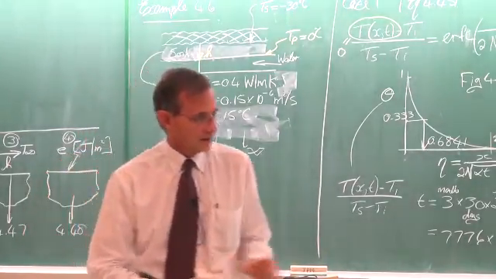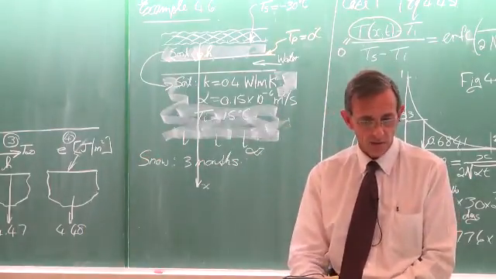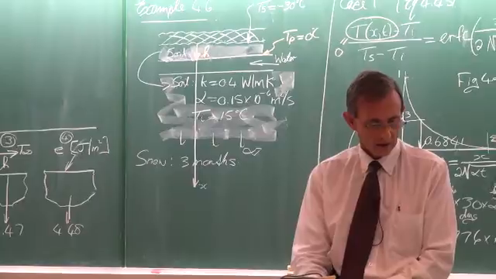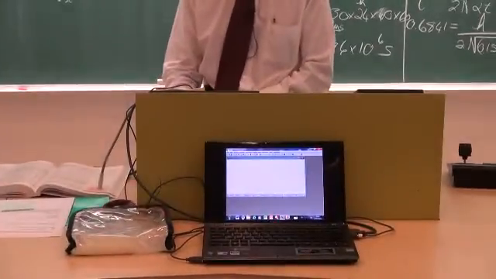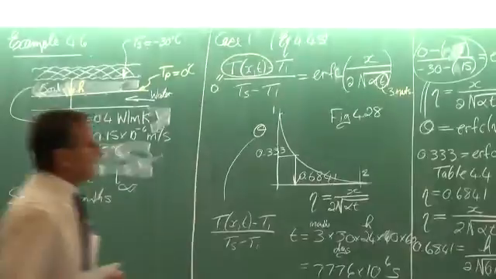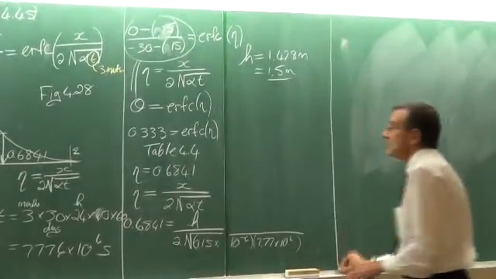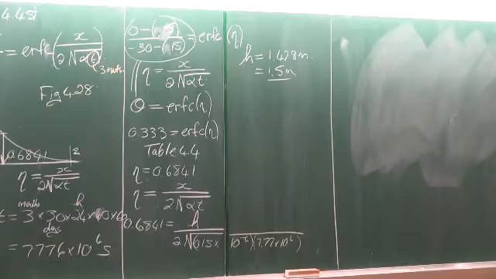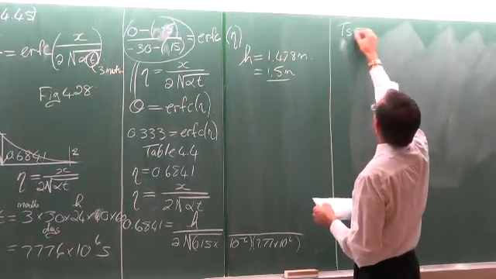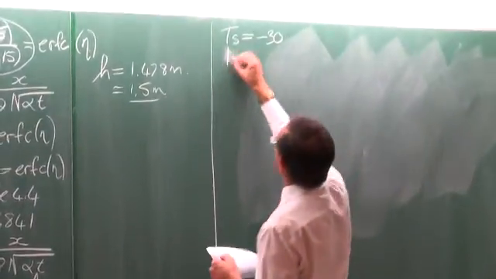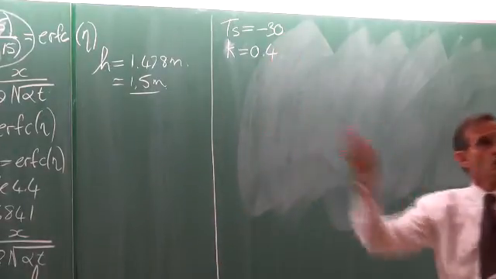What I'm going to do with you now is show you how to use ease. Before I do that, let's write this problem down in terms of what is given and what we need to calculate, and I will show you then how to do it in ease. So let's decide the surface temperature is equal to minus 30. It's given. And the K value is equal to 0.4, the thermal conductivity.